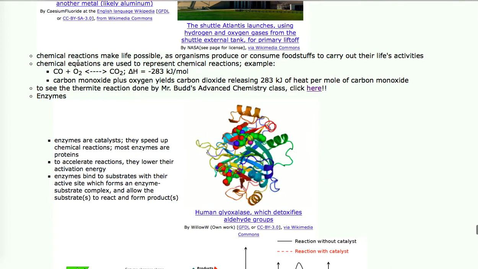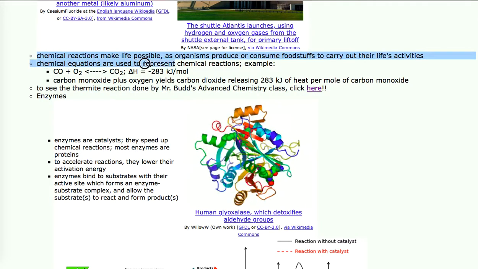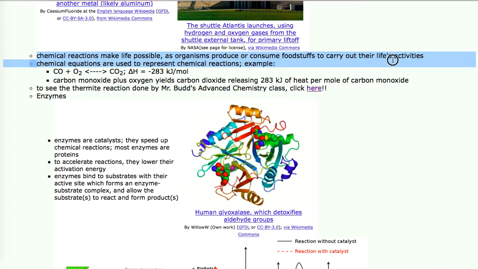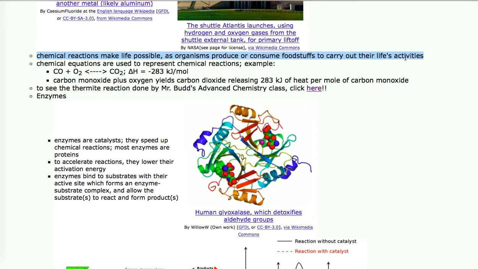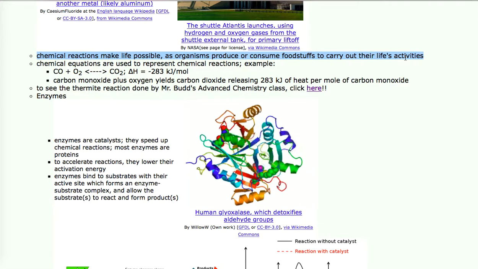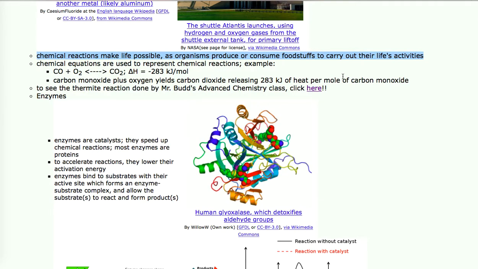Chemical reactions are what make your life possible. Without them, your body would just be an inanimate lump of chemicals. You basically eat foodstuffs to break down the chemicals to do two things with them. Either they become part of your body or you burn them for fuel.